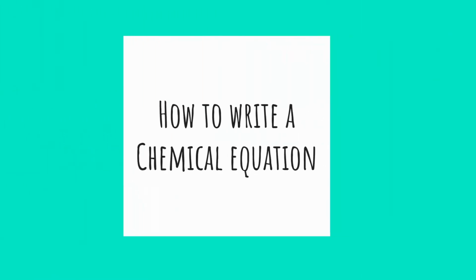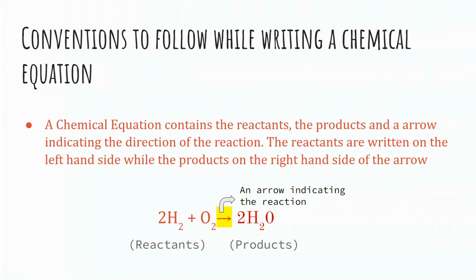How to write a chemical equation? Now the most important topic over here is to write a chemical equation. To write a chemical equation, you have certain conventions, that are certain steps that you have to follow. To understand this, let's take an example. Examples are one of the easiest ways to understand any topic.